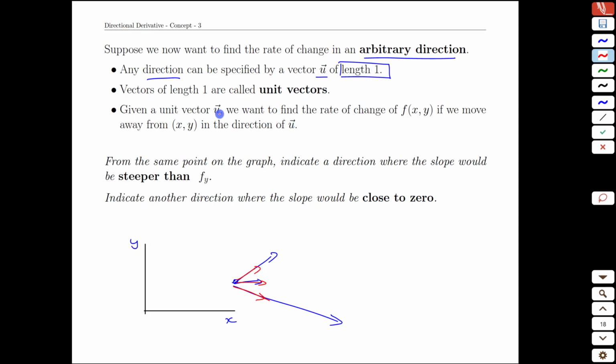Once we have that vector defined, then we want to find the rate of change of our function if we move in that direction away from our reference point. We can take that idea, go back to our diagram, or go back to our graph, and ask ourselves, find a direction, and this is, note here, on the xy plane, where we would find a slope steeper than the f_y that we found.